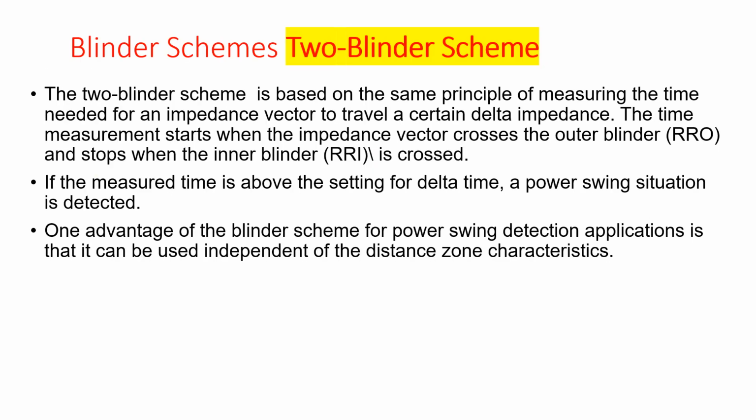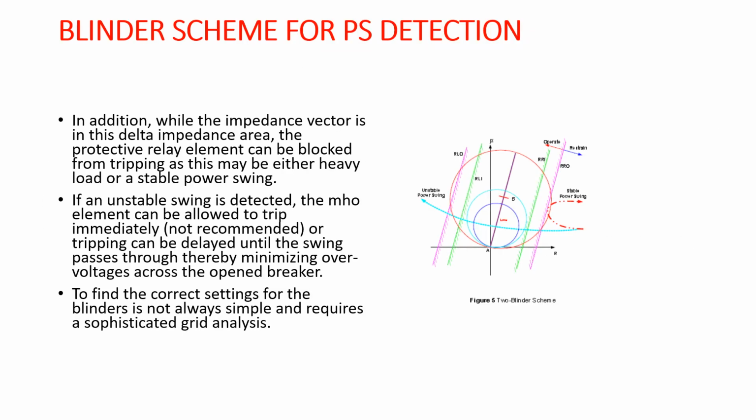Then there are blinder schemes, where you draw parallel lines as compared to the impedance line. I will show the scheme, then you will understand well. See, these are the blinders here. Blinder means another setting parallel to this distance relay, that is the line impedance. See, this is the locus shown here. If the power swing crosses here, then this time is noted, and the rate of change in this period determines whether it is a fault or it is a power swing.